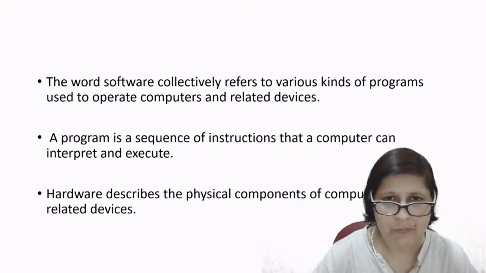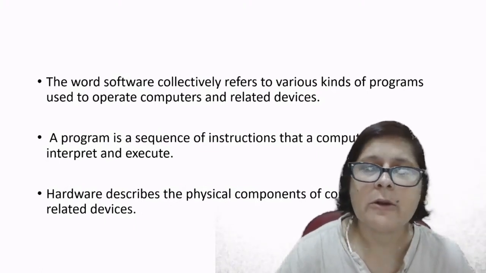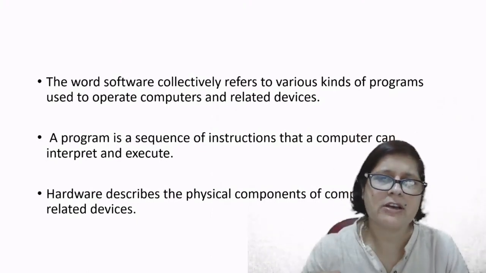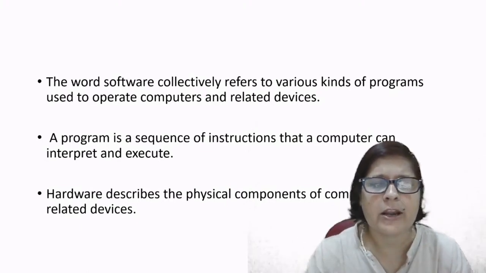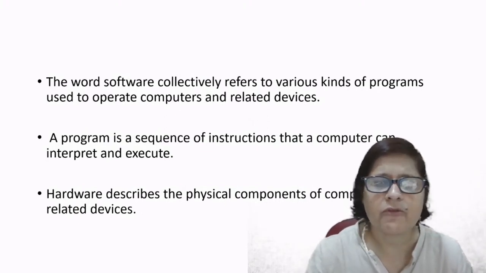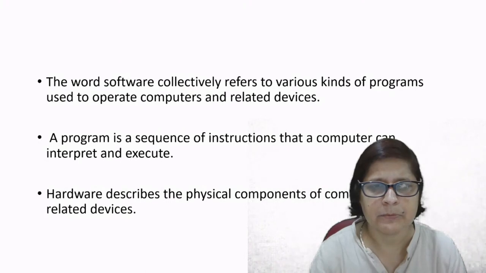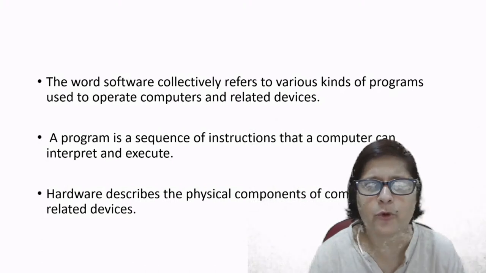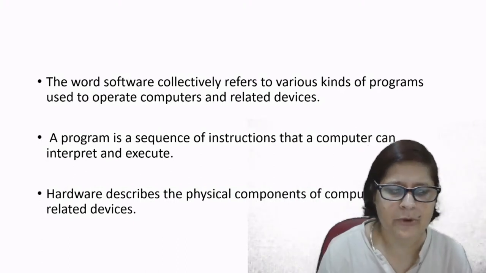Now, what is program? Program is a sequence of instructions that a computer can interpret and execute, right? So what is program? Sets of instructions written in English or any language, which a computer can execute and interpret, and then the computer converts that language into binary code 0 and 1. So what is software? Software is a collection of programs, a bunch of programs which makes my hardware operatable. And program is nothing but a set of instructions which computer can execute and interpret, right?